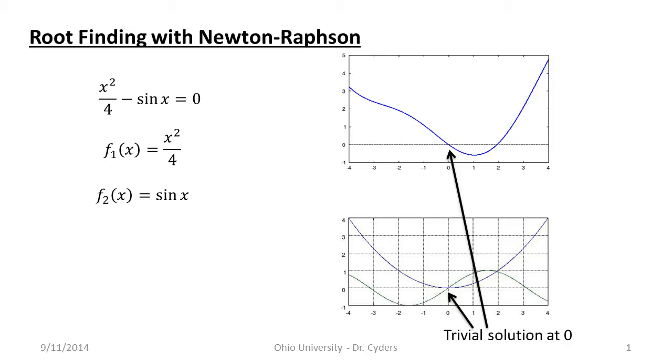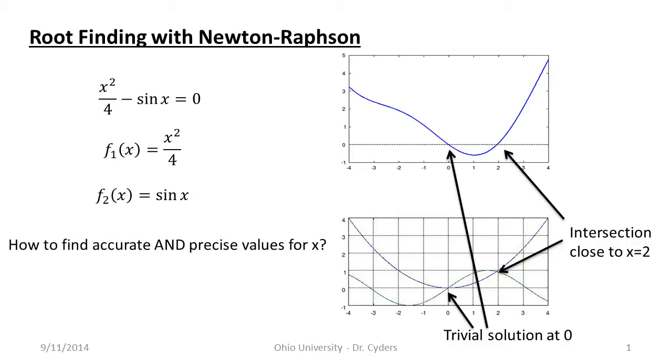So again, we have this trivial solution at 0. We can see by inspection that x squared over 4 is 0 at 0, and sine of x is 0 at 0. But what's more interesting is this intersection close to x equals 2. I want to know what that number is, and I want accurate and precise values for x, such that when I plug it in, I get something very close to 0 for my function here.